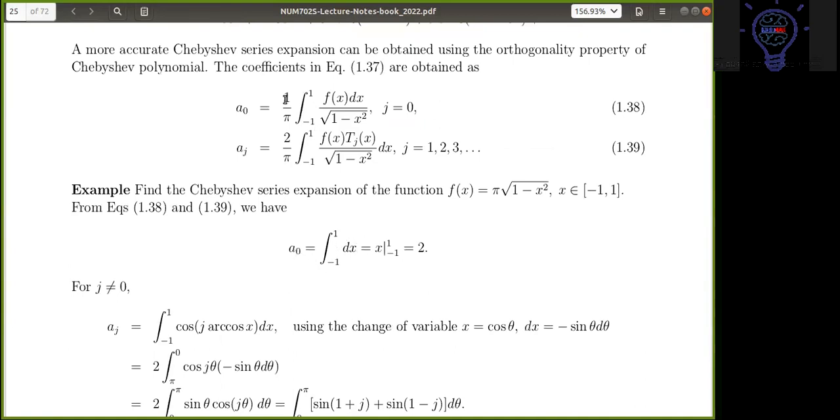A0 will give us the integral. So we take this function f of x and substitute here in the numerator of equation 1.3a. You can see that in this expression, we have pi times the square root of 1 minus x squared, so it will cancel out with this denominator. This pi will cancel with this pi. So we will be left with the integral of what? dx, because f of x cancels out with the denominator and pi also cancels out. So the integrand is just 1. We integrate from negative 1 to 1, 1 times dx. The antiderivative of dx is x. So we evaluate x from negative 1 to 1, and the result is 2. So a sub 0 is 2.